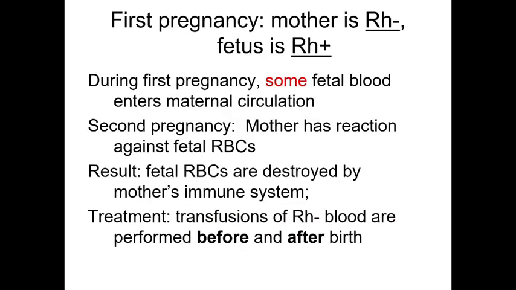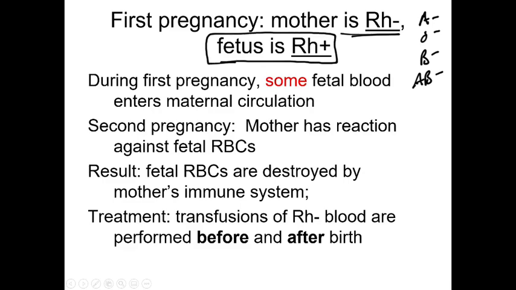So this is a condition that happens in women in their second or more advanced pregnancies. This does not happen during the first pregnancy, but let's say mama is Rh negative. Mom has to be Rh negative for this condition to occur. So mother is Rh negative. That means that she has A negative blood, O negative blood, B negative blood, AB negative blood. She has one of the negative blood types. The father was Rh positive. The baby inherited that Rh positive factor, so the baby is Rh positive.